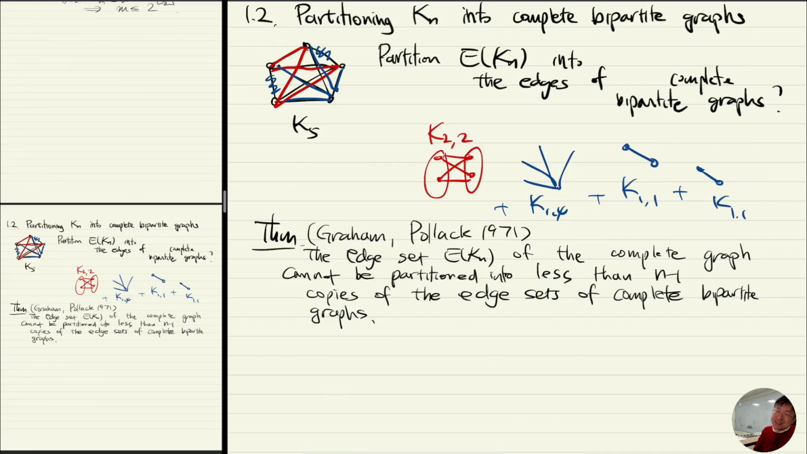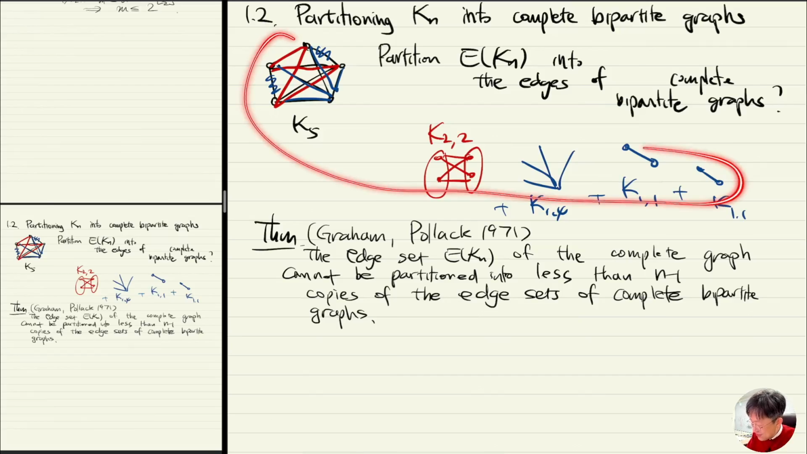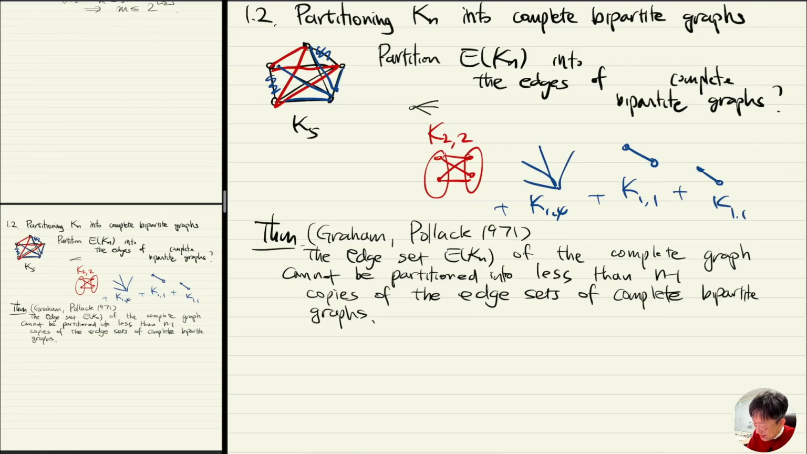Why is n-1 tight? I showed you one weird way, but there's an easier way, right? I take one vertex, look at all n-1 edges coming out, so K1,n-1, and remove it. What's left is a complete graph on n-1 vertices, and I do it again and again. So instead of taking this non-trivial way, I could have taken the easier way: K14, K13, K12, and K11. So with n-1, you can always do it. The point of this theorem is that you cannot do it with fewer than n-1 copies of complete bipartite graphs.